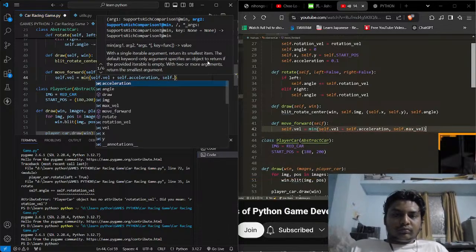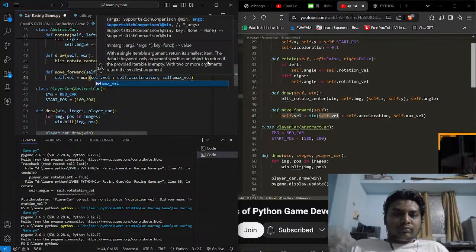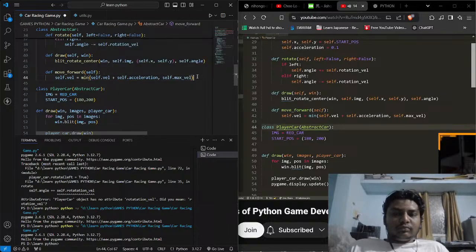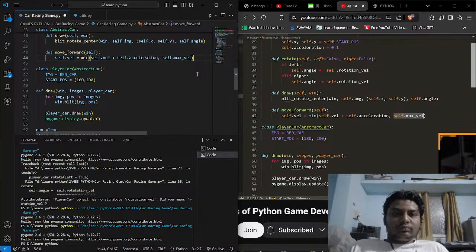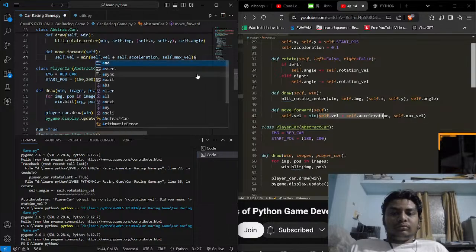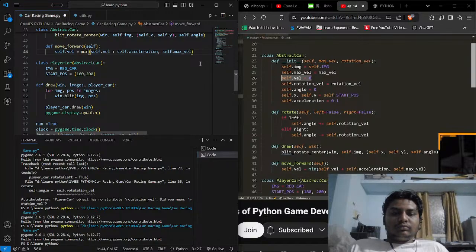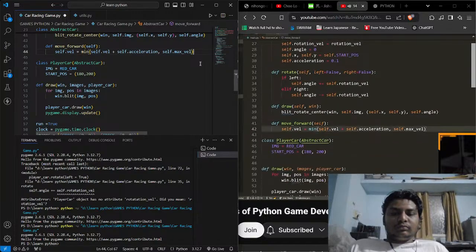and self.max_velocity. So what this is doing is saying, okay, well, if self.vel is already at the maximum and we add self.acceleration, we don't want to go faster than the maximum. So we put self.max_vel here. So if this is greater than this, we just default to the maximum velocity. If it's not, though, then we will increase the speed of the car by the acceleration. Remember, the velocity starts at 0, okay? So that will increase our velocity.